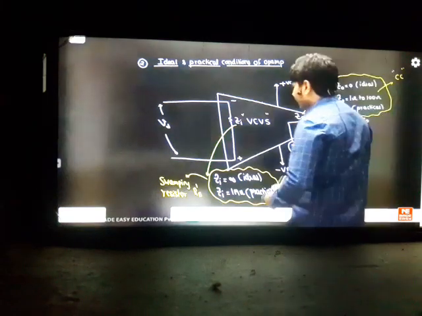So what is the reason to get this? The only reason is that we have used a common collector at the final stage. Common collectors will always be low impedance.